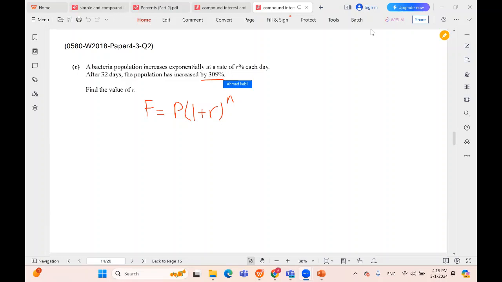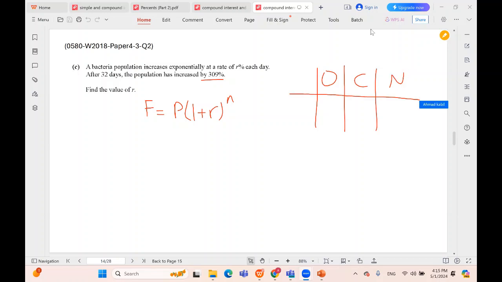If you do OCN here, you have R, you have percent. So the percent here is 100. It has increased by 309%. So the final is 409. And you have here, the old is P and the new is F, of course.